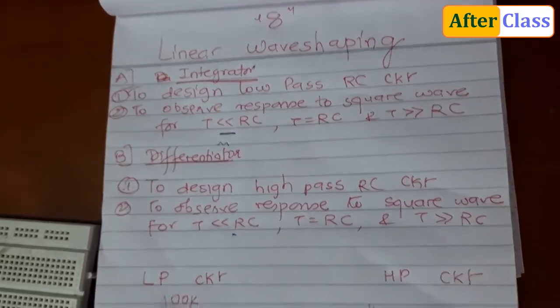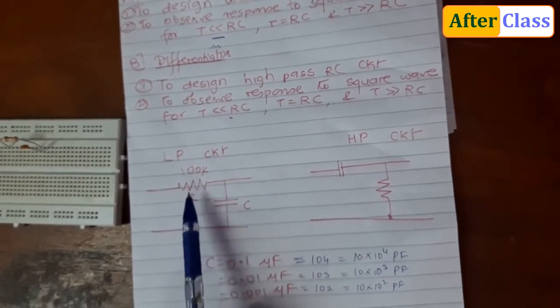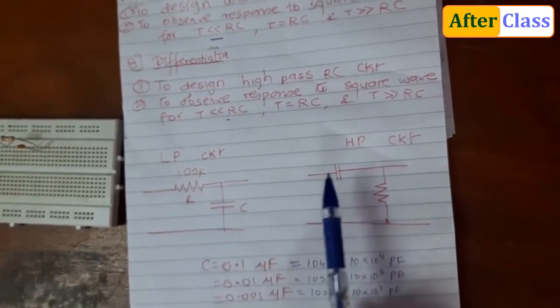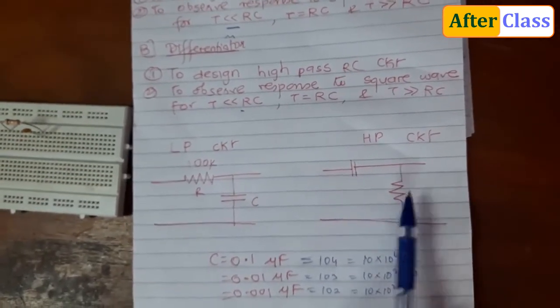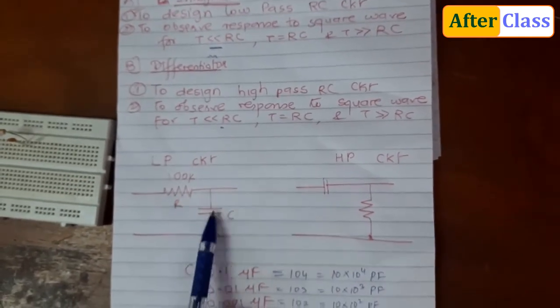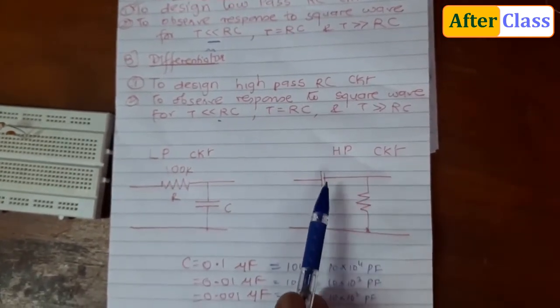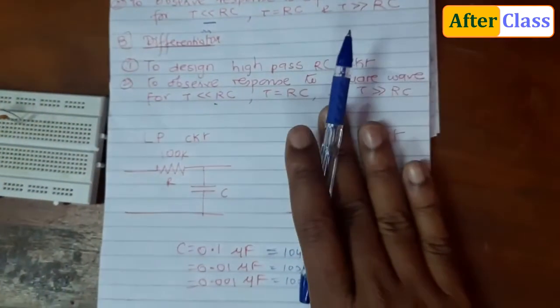So the integrator will have an R and C circuit. Here R comes first and then C, and in case of a differentiator we have a capacitor first and then a resistor. So what is the difference between the two? It is resistor and then capacitor in the integrator, and capacitor and then resistor in the differentiator. First we will not look at this circuit.